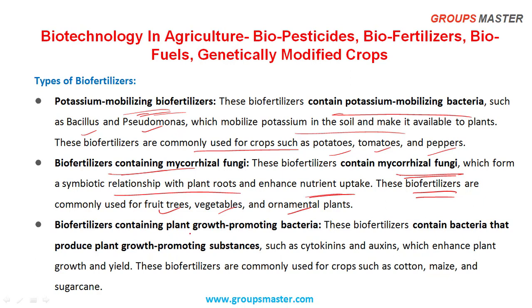Next type is biofertilizers that contain plant growth promoting bacteria. These biofertilizers contain bacteria that produce plant growth promoting substances such as cytokinins and auxins, which enhance the plant growth and yield. These biofertilizers are commonly used for crops such as cotton, maize, and sugarcane.